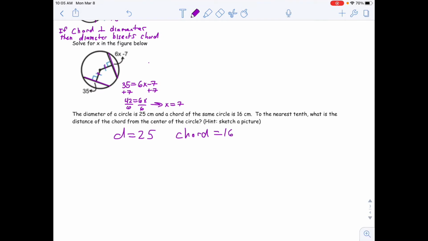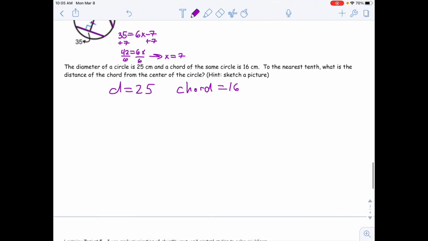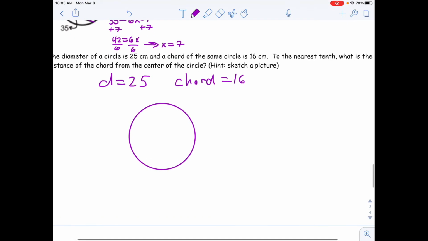To the nearest tenth, what is the distance from the chord to the center of a circle? Hint, sketch a picture. So this problem is actually really hard, but if we draw a picture and do some things, it will come together nicely. All right, so the diameter is 25. A chord is 16.